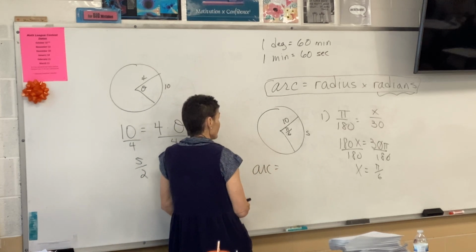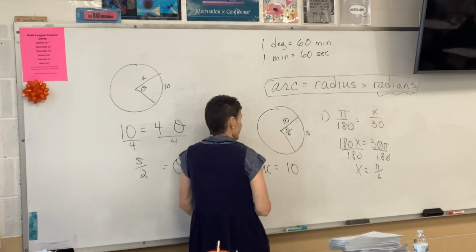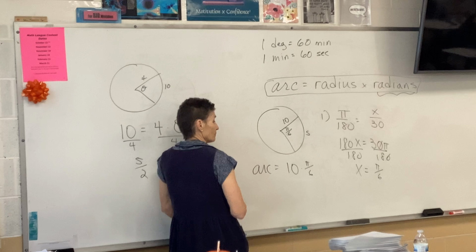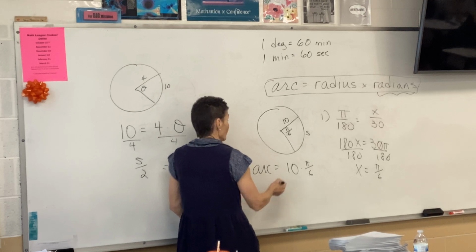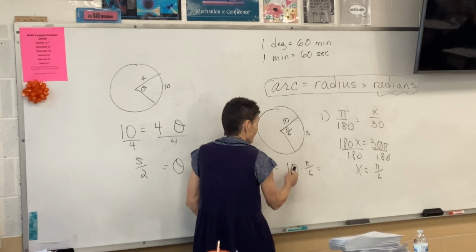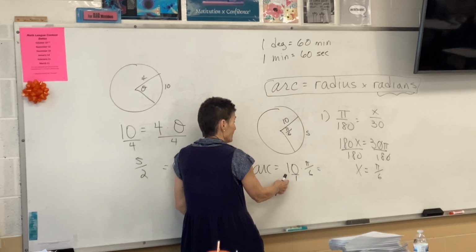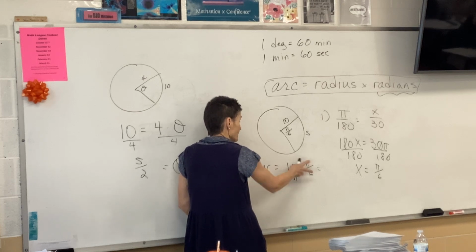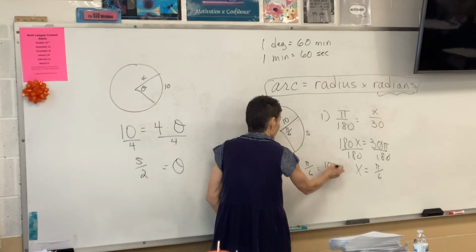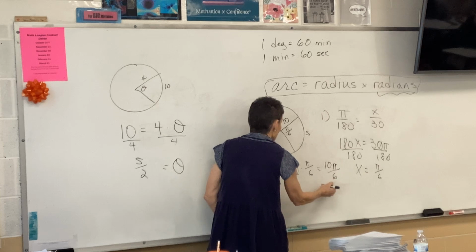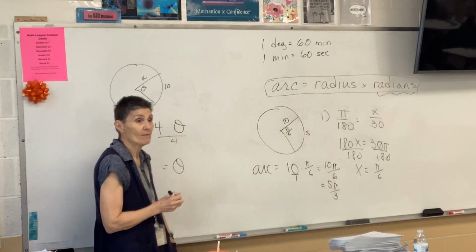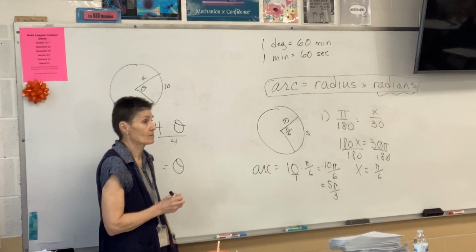My arc length equals my radius times my radians. I'm not going to freak out with the arithmetic. How do I multiply fractions? This is 10 over 1 times pi over 6. 10 pi over 6. And then reduce it to 5 pi over 3. And that is your final answer.